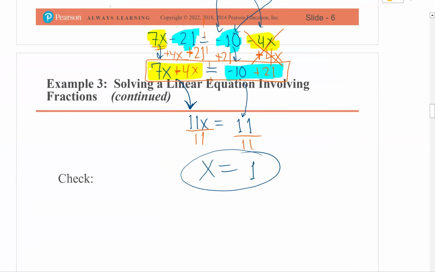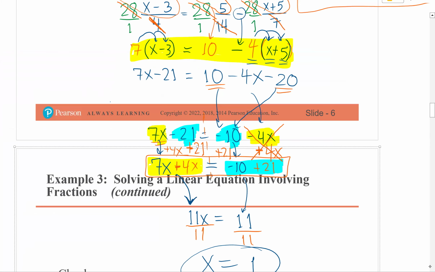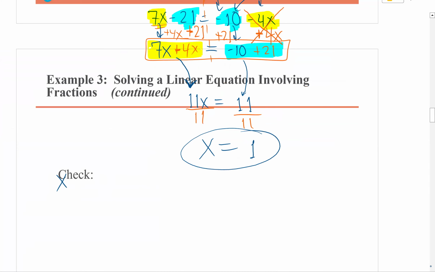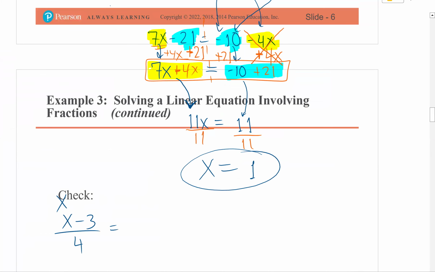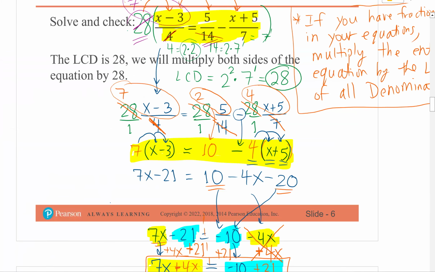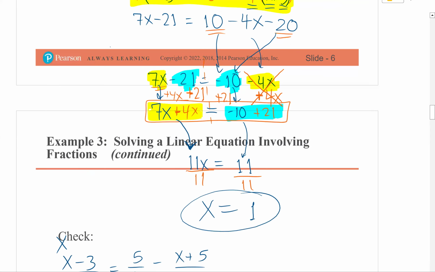Now checking is going to be tough. I need to replace all x's in the original equation with 1 and see if it's a true statement. I already forgot what the equation was. x minus 3 over 4. Okay, I'm going to have to write that down. x minus 3 over 4 equals something. What was it? Don't tell me. 5 over 14 minus x plus 5 over 7. That's sad that I just saw it and I already forgot.